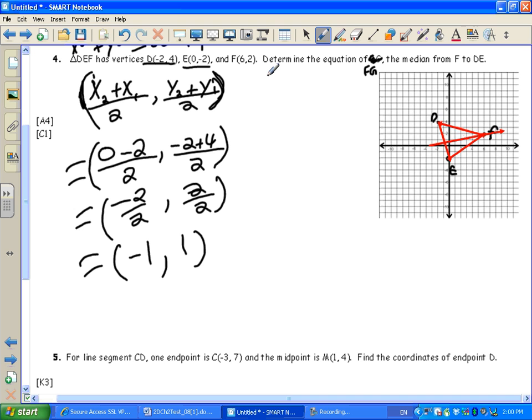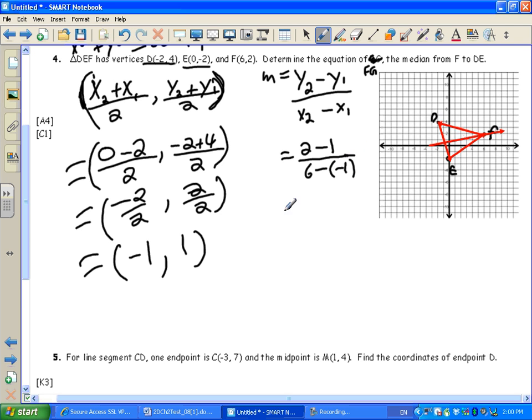Go ahead, Liam. Yeah, so the first thing we're going to do is find the slope. So slope is m equal to y2 minus y1, divided by x2 minus x1. Thank you for doing this. Our y2, we're going to call point F our 2 in this instance. So y2 is 2, and y1, remember, we're going to the y from the midpoint, so our y1 is 1. Our x2 will be 6, and our x1 will be negative 1.